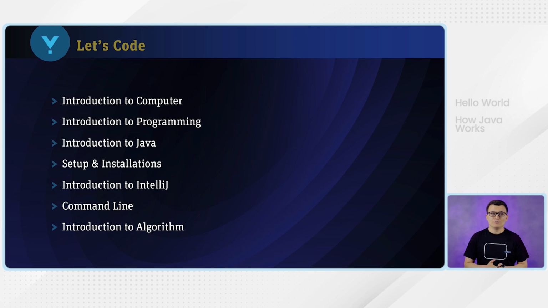Okay. So far, until this module, you have learned the introduction to computer, introduction to programming, introduction to Java, setup and installation of JDK, IntelliJ. We also did the introduction to IntelliJ where we set the IntelliJ settings, where we created the project in IntelliJ. And we also talked about the basic command lines as well as the introduction to algorithms where you get to know what is flowchart, what is pseudocode, what is algorithm. And now finally, we are ready to start coding in Java.